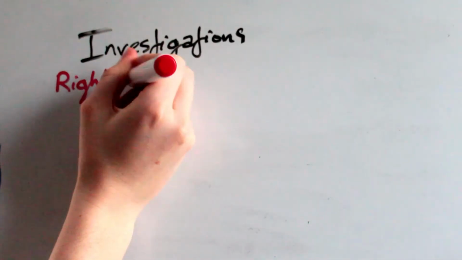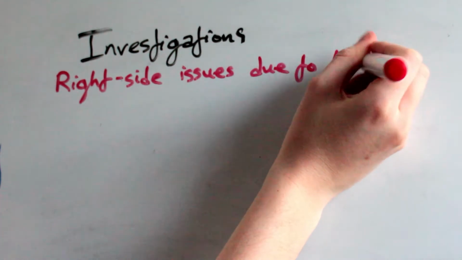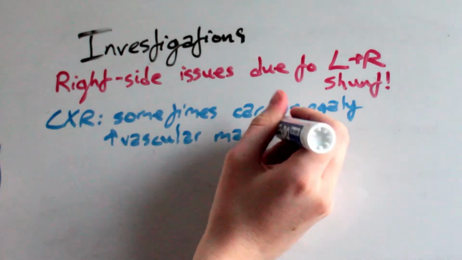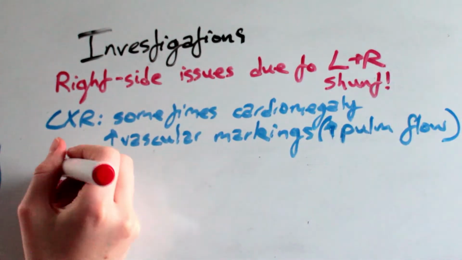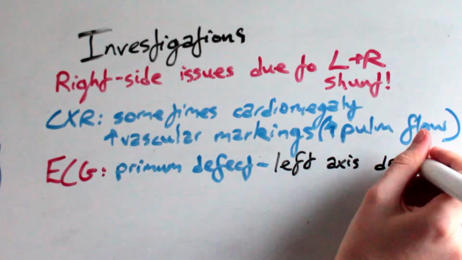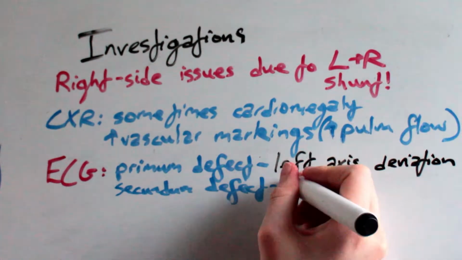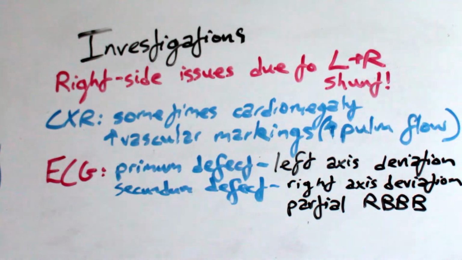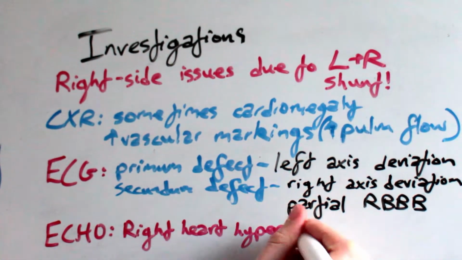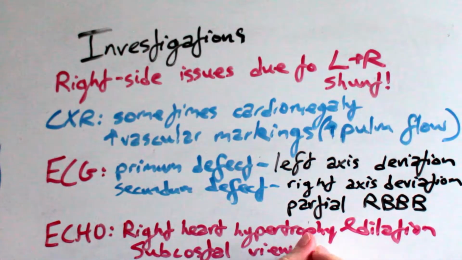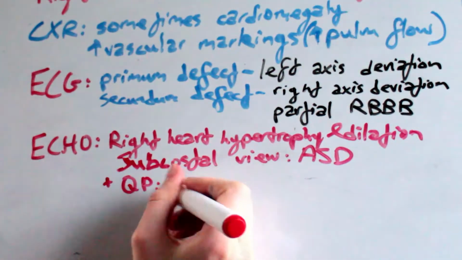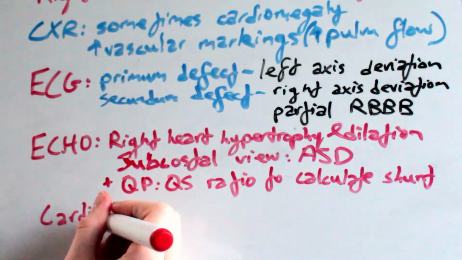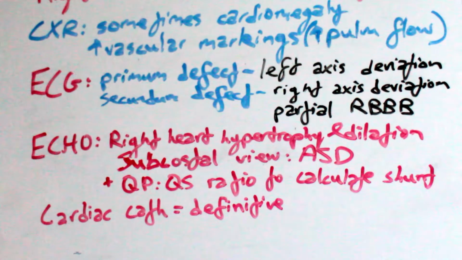Other investigations tend to point towards right-sided issues because this is a left-to-right shunt. Chest X-ray can sometimes show cardiomegaly and increased vascular markings due to increased pulmonary blood flow. An ECG in a septum primum defect can show left axis deviation, while a secundum defect is more likely to have right axis deviation, as well as partial right bundle branch block. Echocardiogram can show right heart hypertrophy and dilation, and a subcostal view can actually visualize the ASD. Also, the QP to QS ratio can be used to calculate the size of the shunt on echo, and cardiac catheterization will be the definitive diagnostic tool.